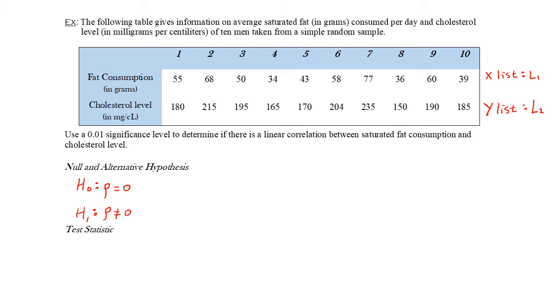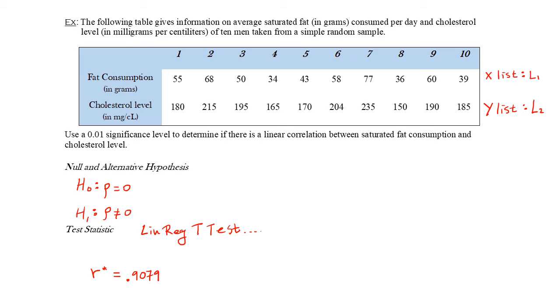Okay, and so once we do that, then we can run the Lin-Reg t-test on these two lists, making sure that we're using rho not equal to 0 for the alternative hypothesis. And when we do that, we should get our test statistic of 0.9079. Okay, so take a moment to enter those data, run the Lin-Reg t-test, and make sure you can find where to get that test statistic.